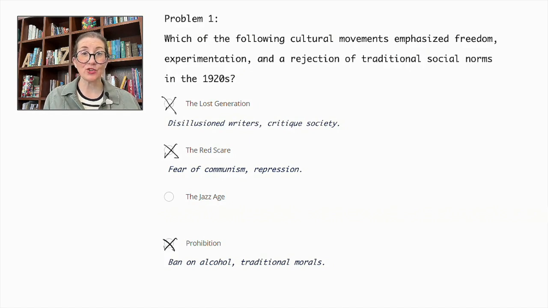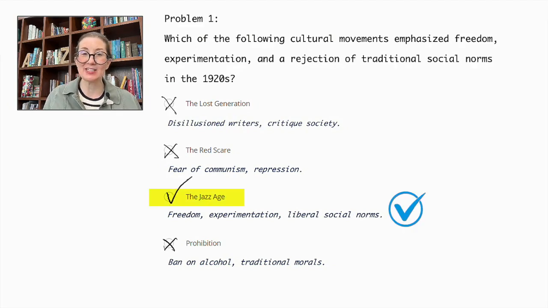The correct answer here is the Jazz Age, which encapsulated the vibrant, dynamic spirit of the 1920s. This era was characterized by a flourishing of jazz music, dance, and a cultural shift towards more liberal social norms, encouraging freedom of expression and breaking away from traditional values. Therefore, the Jazz Age is the correct answer.